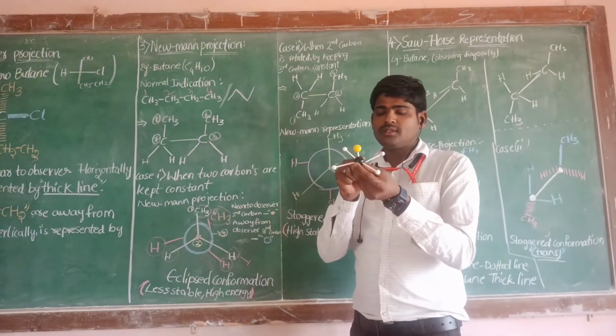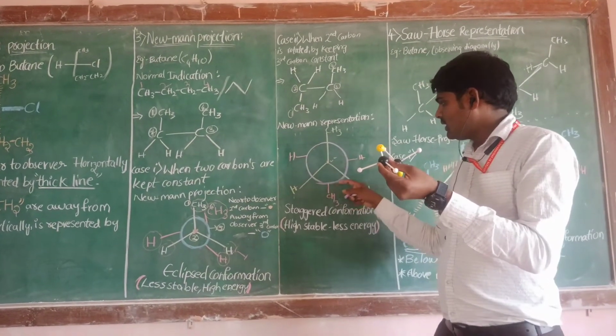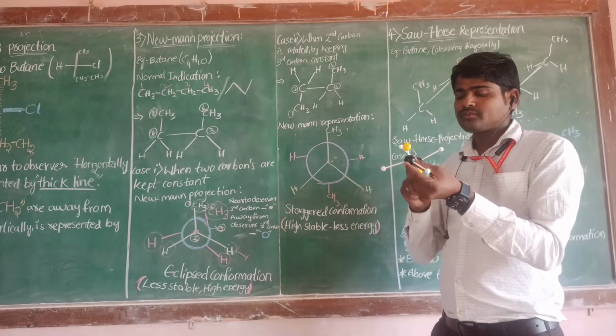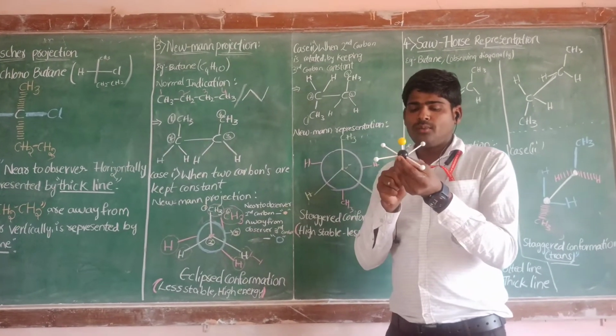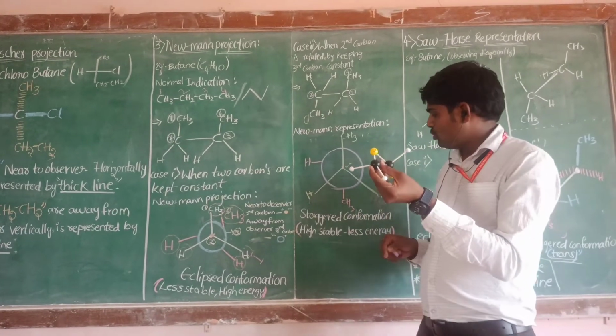Now the third carbon is there, represented by a circle. On the third carbon, opposite, one methyl is attached in the below position.